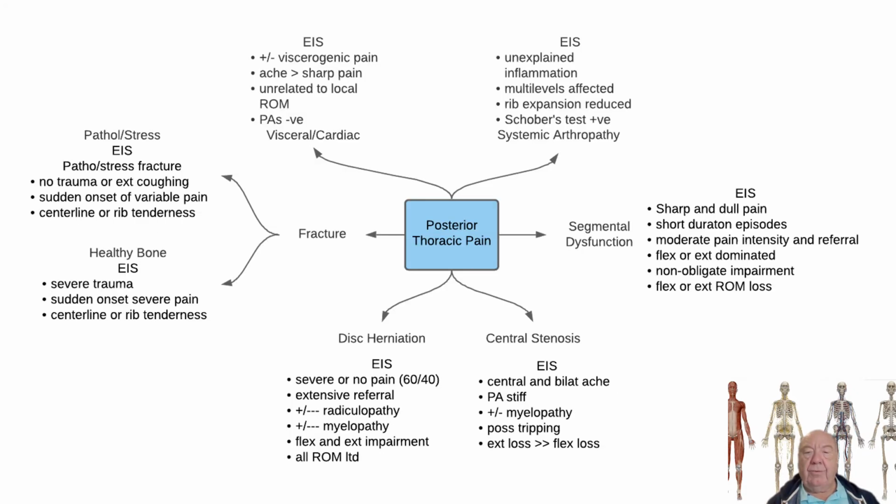Okay, and so to posterior thoracic pain, obviously the one you're going to be dealing with much more often. First off, let's look at fractures. These could be pathological or stress fractures, or they could be healthy bone fractures. In common, they're going to have a sudden onset of the severest pain the patient's going to feel. Now, with a healthy bone fracture, that is going to be absolutely severe. There's no doubt about this. It's going to be really quite severe pain.